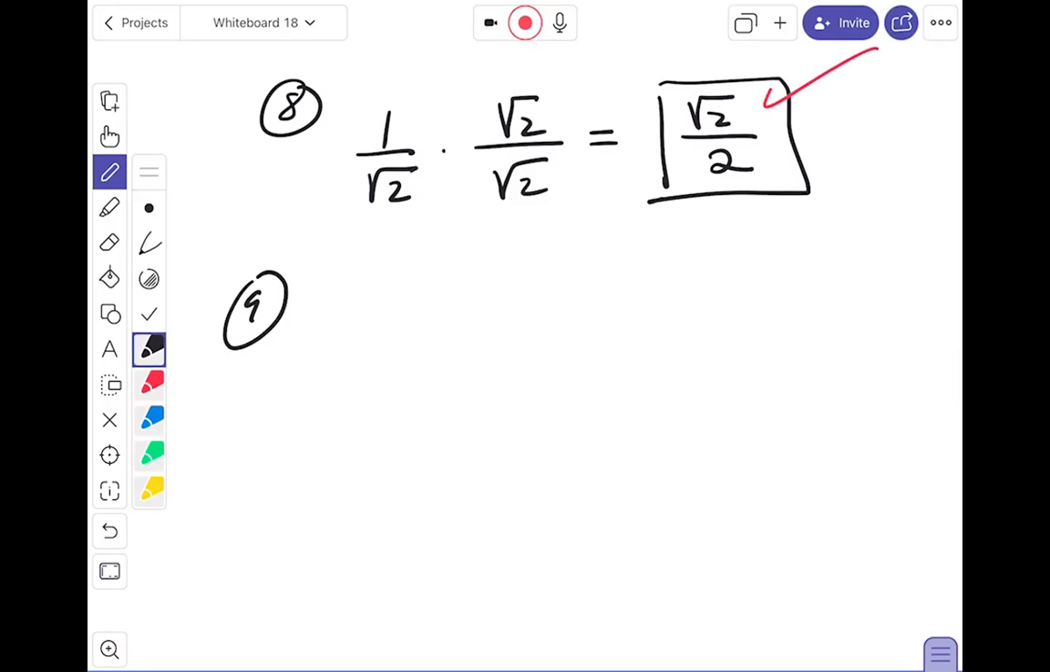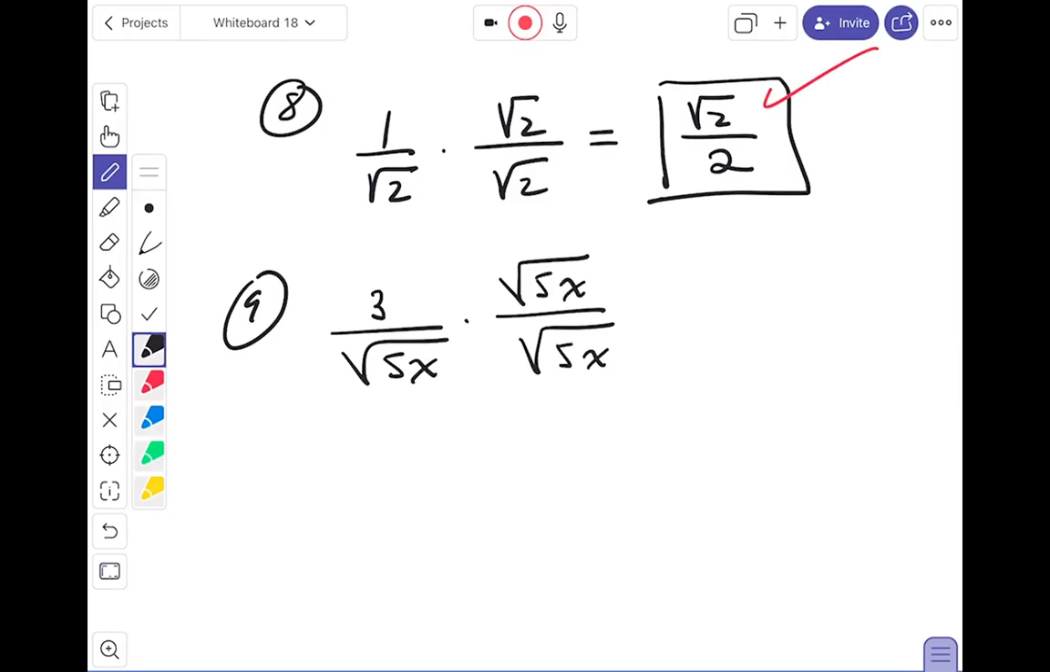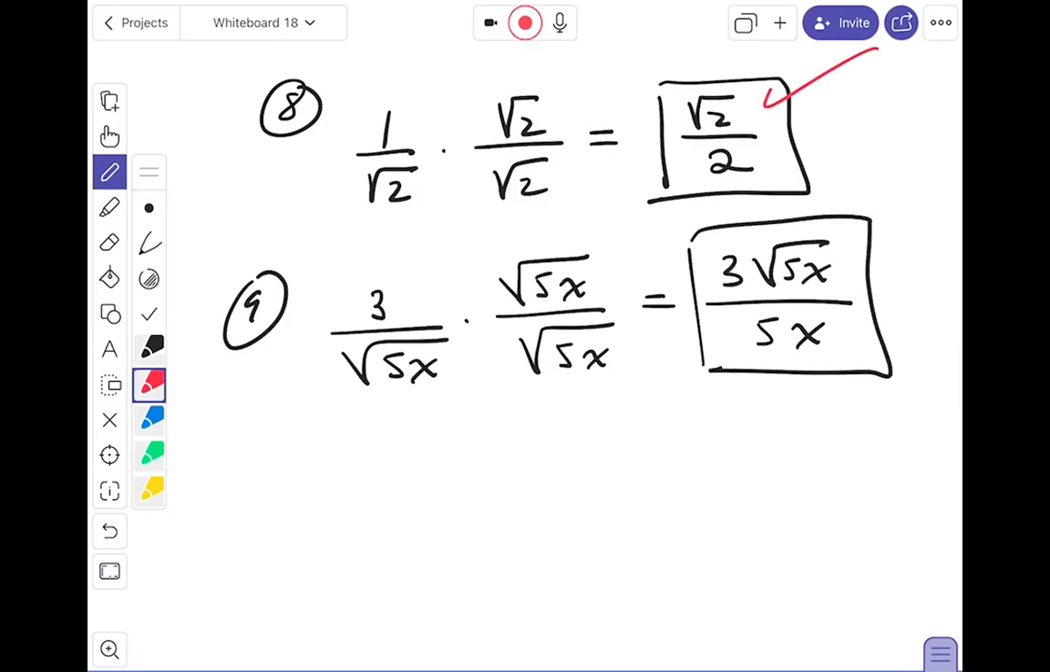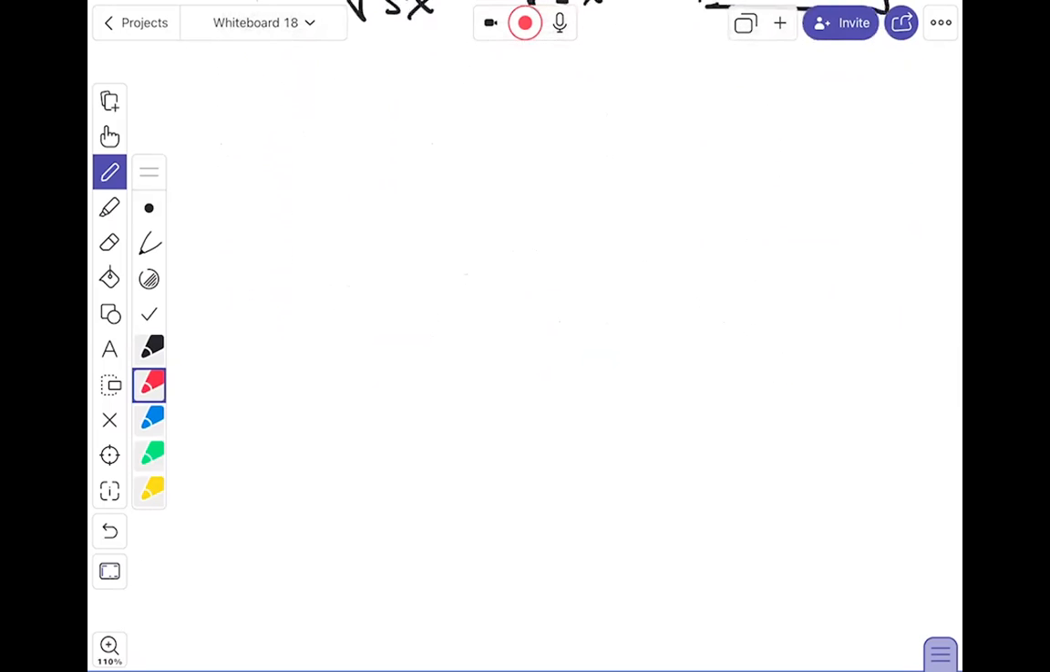And what's number 9? 3 over root 5x. Same story, a violation. Multiply the bottom by root 5x and multiply the top by root 5x. What do you get? 3 root 5x. On the bottom, you just get 5x. All right? So I'm going to look at the answer key, make sure I'm staring at that answer. And if I'm not, I'm going to say I probably either copied wrong or did something wrong. But I'm seeing it. I feel good about that. Let's put number 10 down.